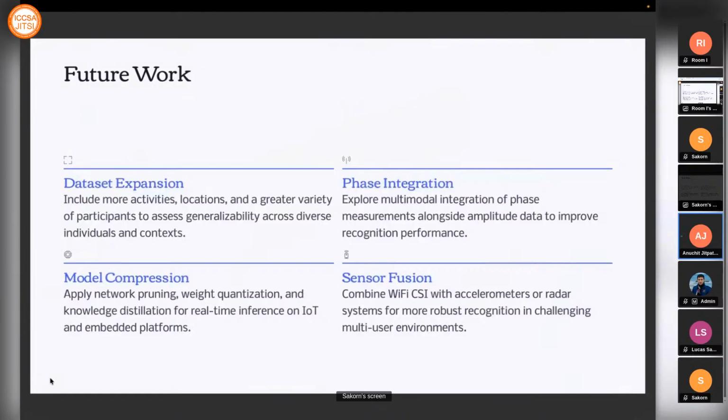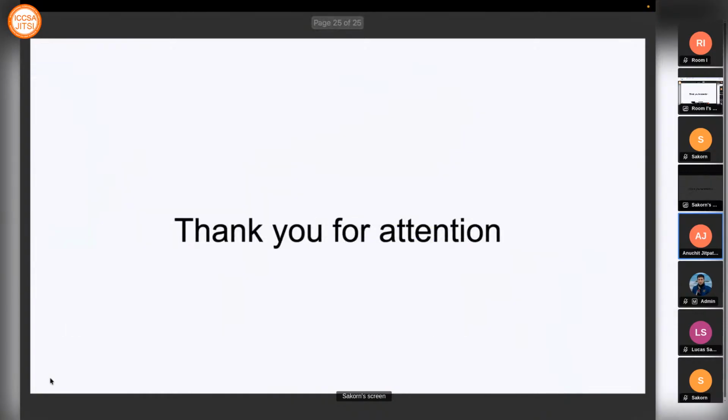And fourth, sensor fusion, combining Wi-Fi CSI with accelerometers or radar for more robust recognition in challenging multi-user environments. So thank you very much for your attention, and I will be happy to take any questions.